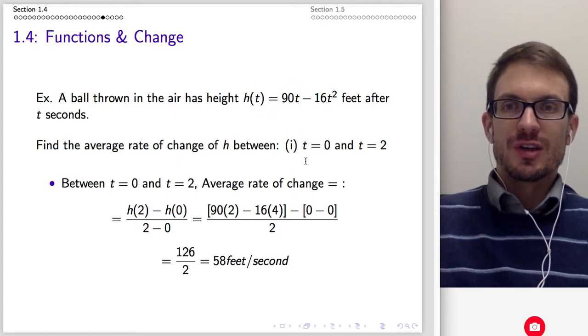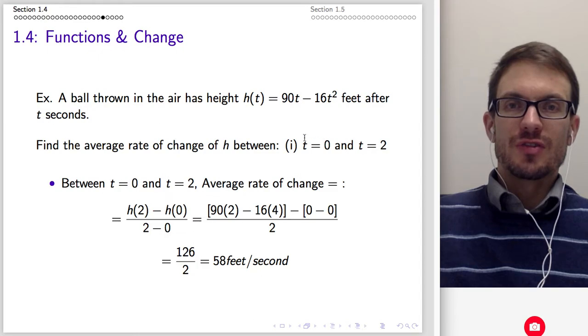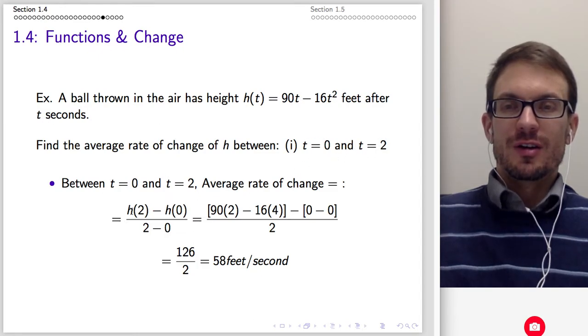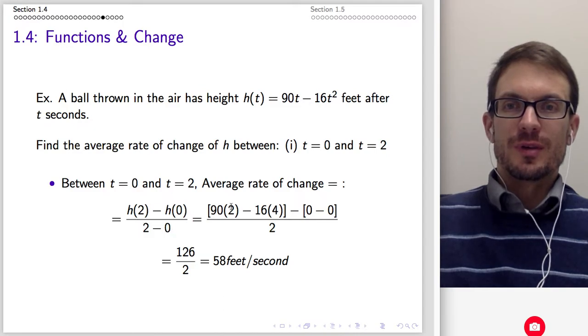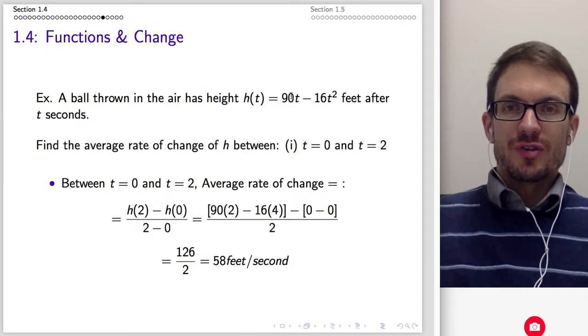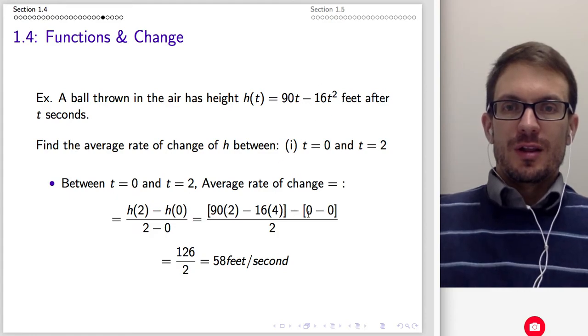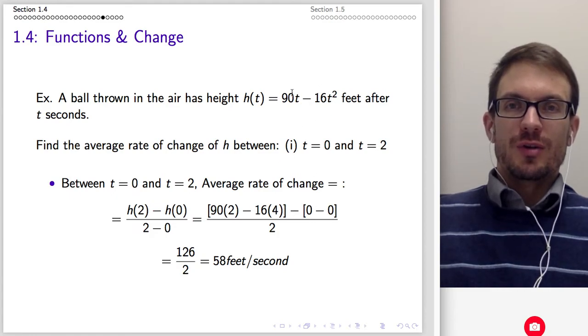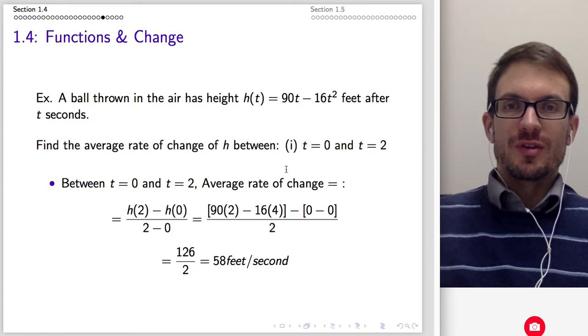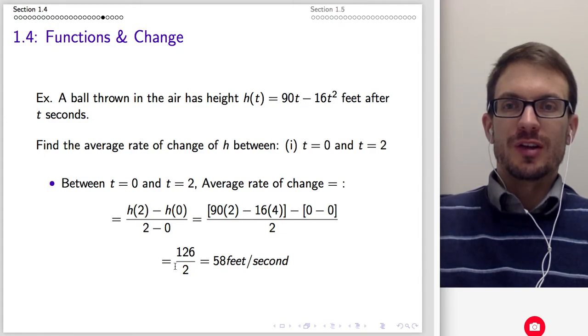Let's find the average change in height between the initial period and 2 seconds later. So we take h of 2 minus h of 0 divided by 2 minus 0. We just evaluate this function at a value of 2, so 90 times 2 is 180, minus 16 times 2 squared, which is 4, so 16 times 4, minus 0. When you plug in 0 here, you get 0. And this calculates out to 58 feet per second.